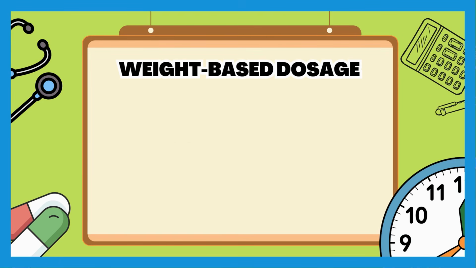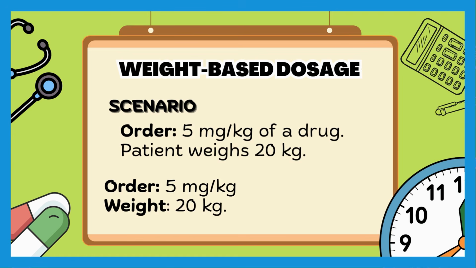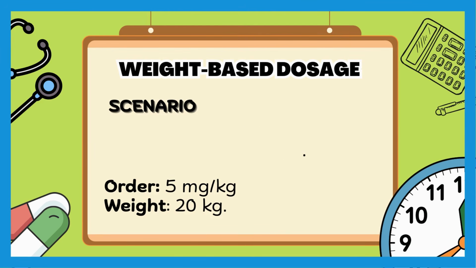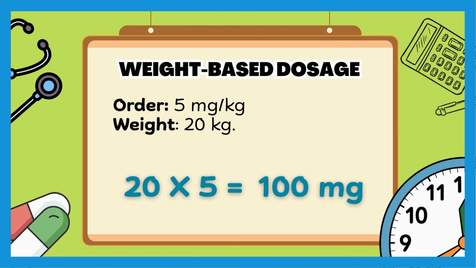Let's get the scenario. Here is your order. 5 milligrams per kg of a drug. And the patient's weight is 20 kg. That's kilograms. So what are you going to do? Weight times dose. Patient is 20 times 5. That is going to give you 100 milligrams.